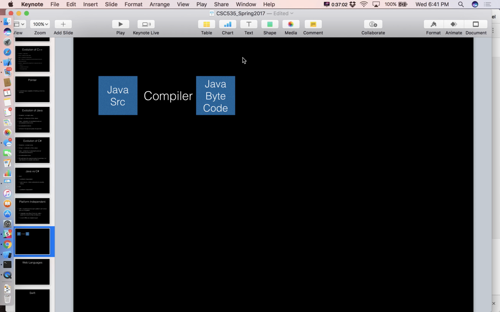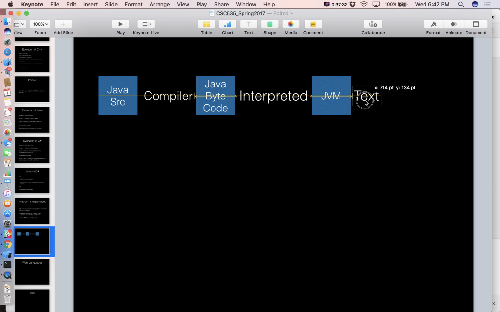So Java source goes through the compiler, turns it into Java bytecode, which then is interpreted by the Java virtual machine, which then runs natively. Well, here, let's just say, do something like this. CPU.